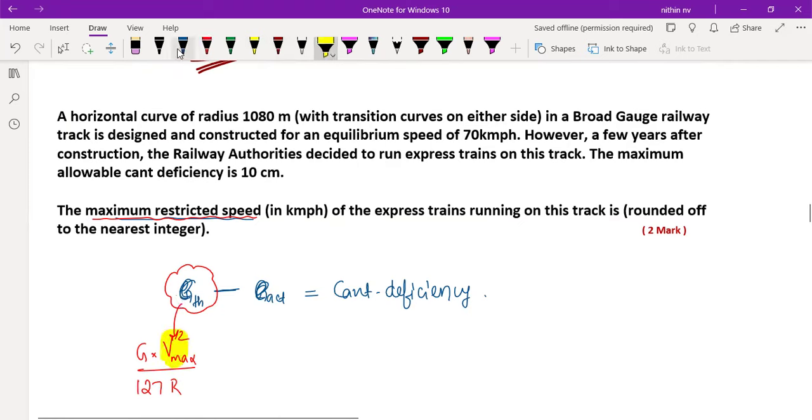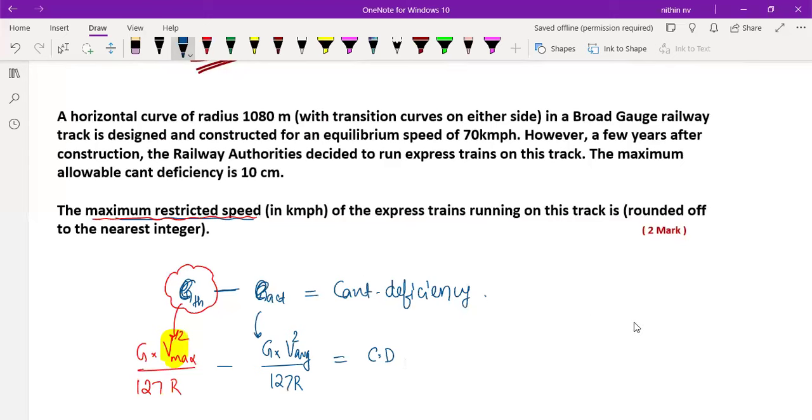The maximum speed. Now this equilibrium superelevation, how to calculate it? G into V average speed square by 127 R. You just take the difference between these two values, you are going to get the cant deficiency, right or not? So we have already done a question for this actual superelevation calculation and all. We know how to calculate it.